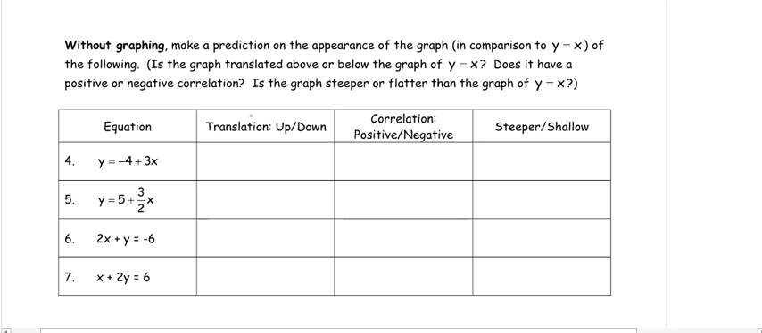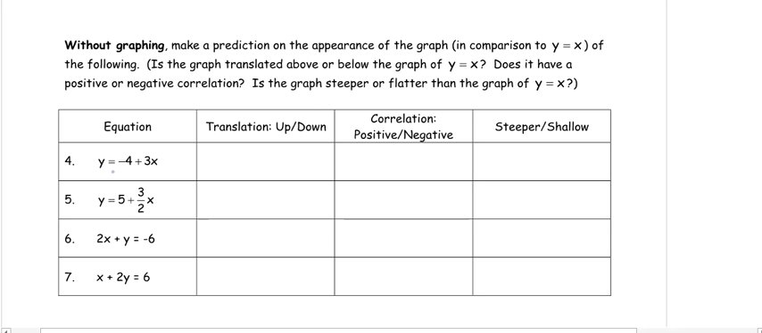So make a prediction of the appearance of the graph in comparison to y equals x. Of the following, is the graph translated above or below? Translated means shifted. It's a mathematical word for shifted, like you're sliding, okay? Above or below the graph of y equals x, does it have a positive or negative correlation? Is the graph steeper or flatter than the graph of y equals x?